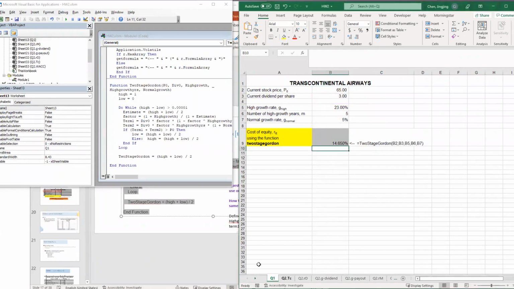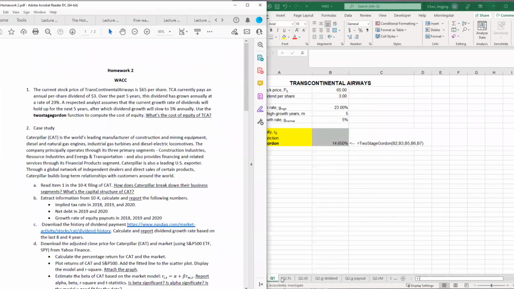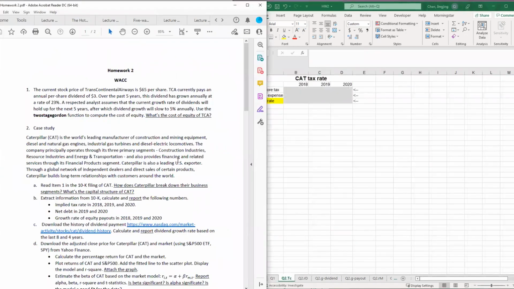Okay, so let's move on to the next question. So here we're actually looking at a case study. We're looking specifically at one single firm, and that is Caterpillar. Caterpillar, as you know, is a manufacturer of construction and mining equipment, and you can read all of those. So here you will find supplementary material that is Caterpillar's 10K filings.